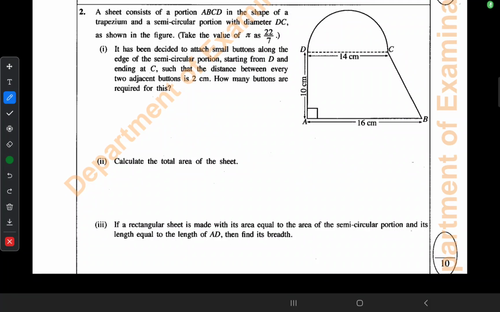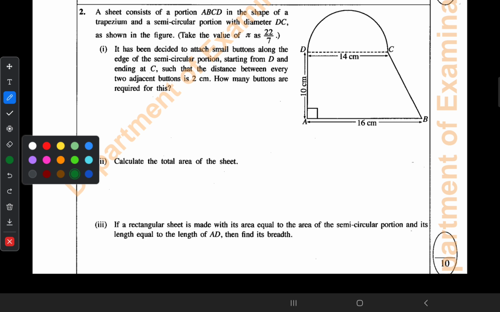2019 area related question. A sheet consists of a portion ABCD, that is a trapezium, and CD is a semicircular portion with diameter DC as shown in the figure. Take the value of pi as 22 upon 7. It has been decided to attach small buttons along the edge of the semicircular portion starting from D ending at C, such that the distance between every two adjacent buttons is 2 centimeters. How many buttons are required for this?